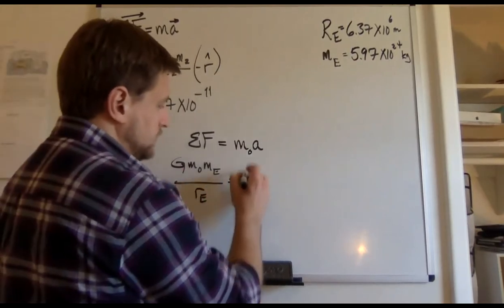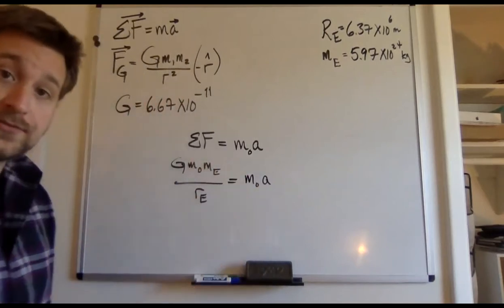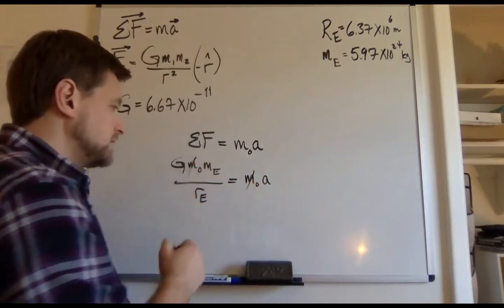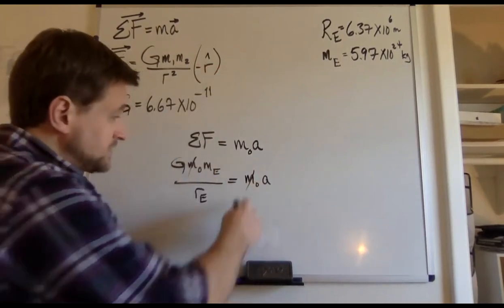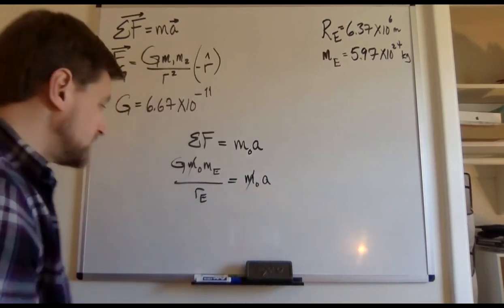And that's all equal to the mass of the object times the acceleration, because gravity is the only force acting. So this mass of the object we can cancel. And Newton's law of gravitation is about to tell us what is the value that we can expect for the acceleration of this object.